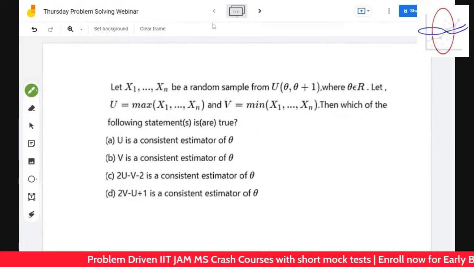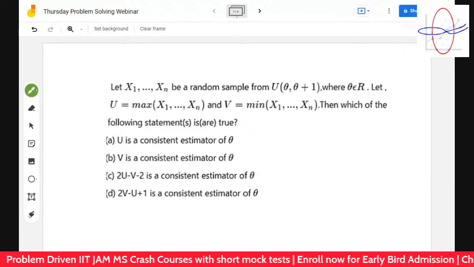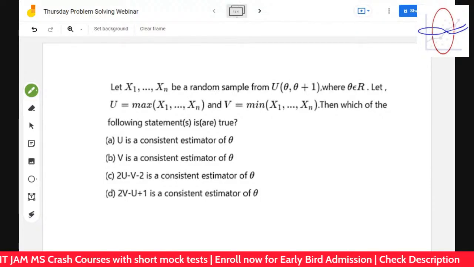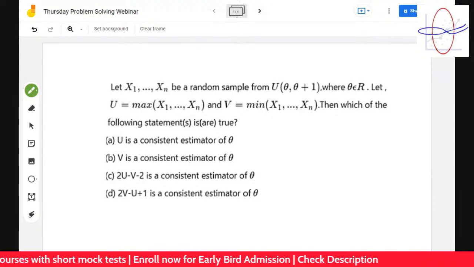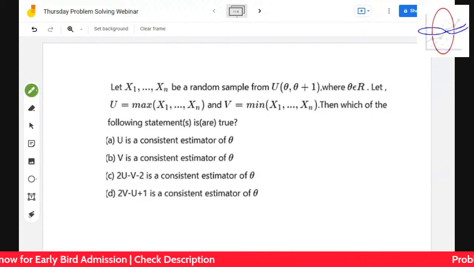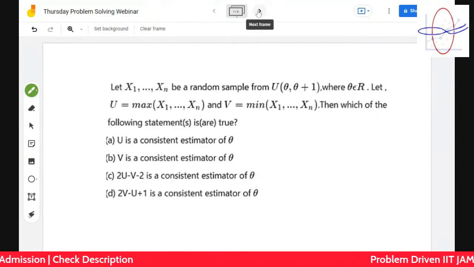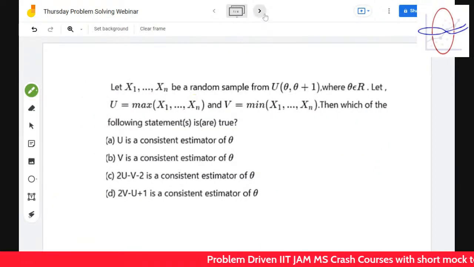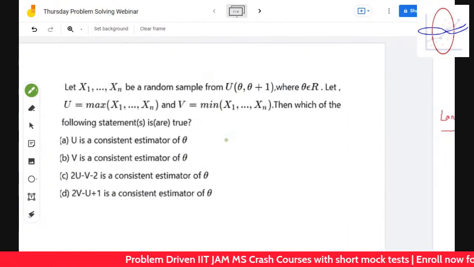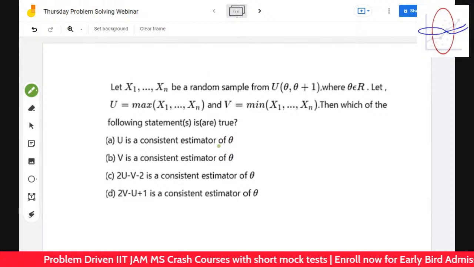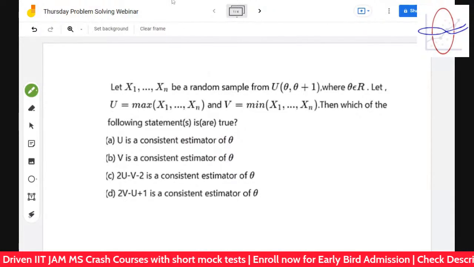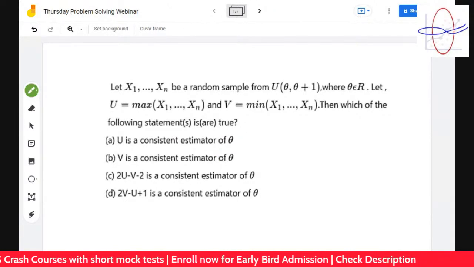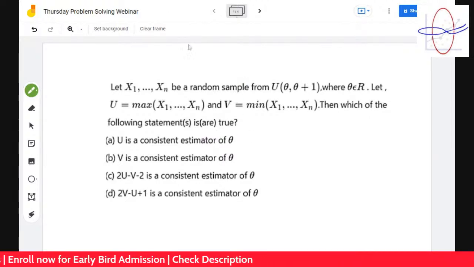X1, X2, ..., Xn is a random sample from uniform theta to theta plus 1. U is the maximum order statistic, and V is the minimum order statistic. Lovely. So let's do this. Always try to understand. There are two ways of doing this. Do you want me to show the two ways, or do you want me to show the shortest way, guys?